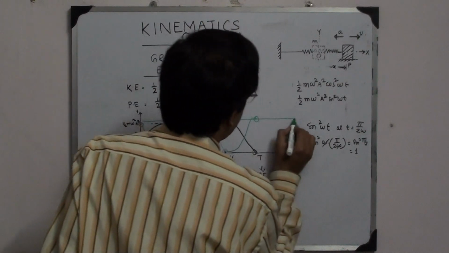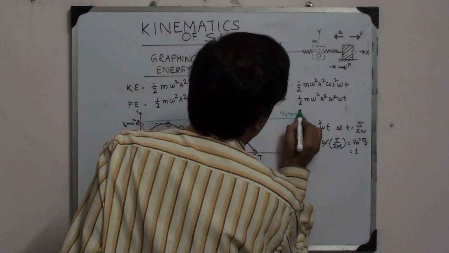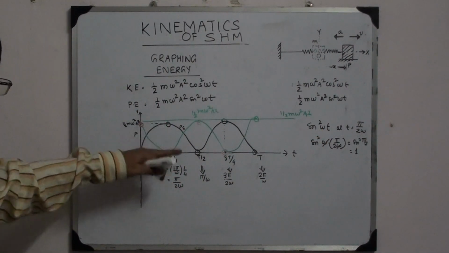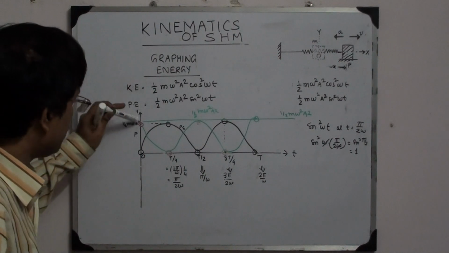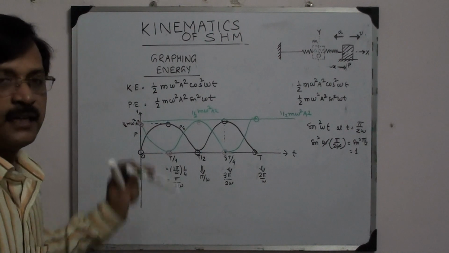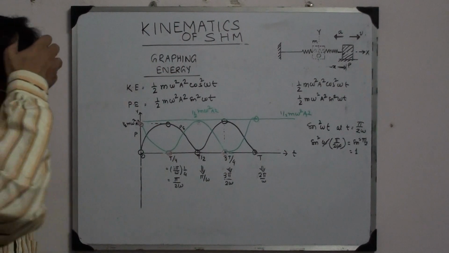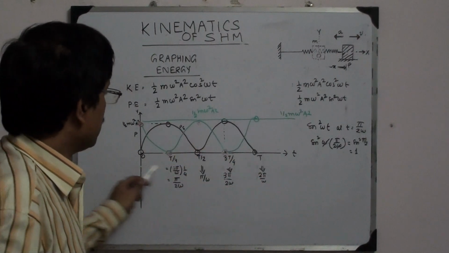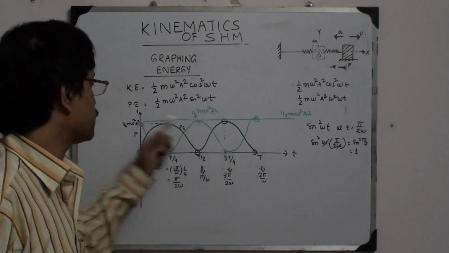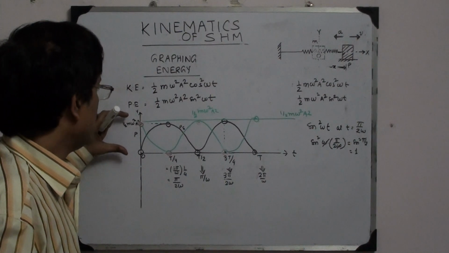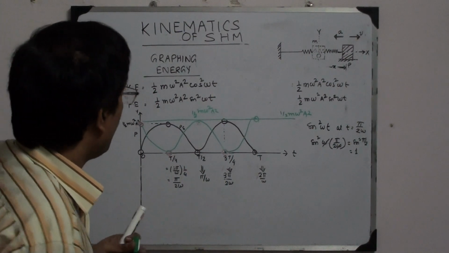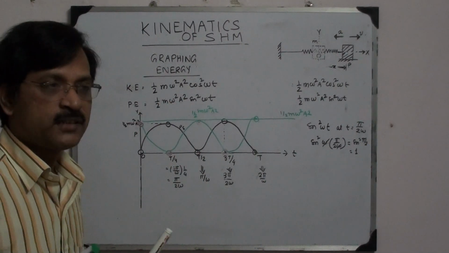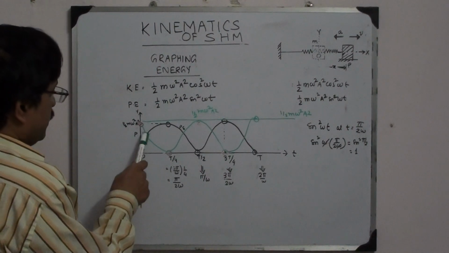So I can lay down a straight line. This is half m omega square a square. This is how it varies, and you can see that wherever potential energy is maximum, kinetic energy is minimum, wherever kinetic energy is minimum, potential energy is maximum. Now, after seeing this graph, where half m omega square a square is the limit at which it varies, what do you think about the exchange of kinetic energy with that of potential energy as time passes?